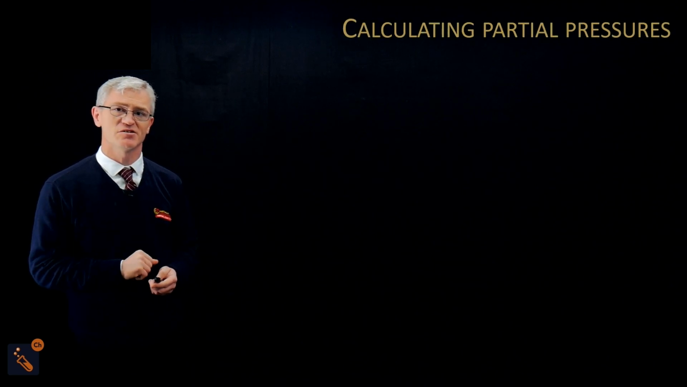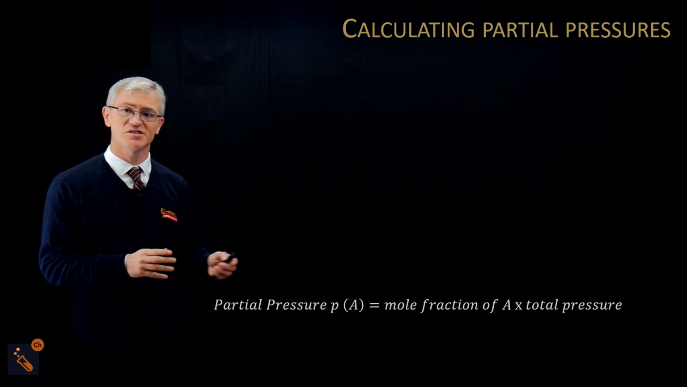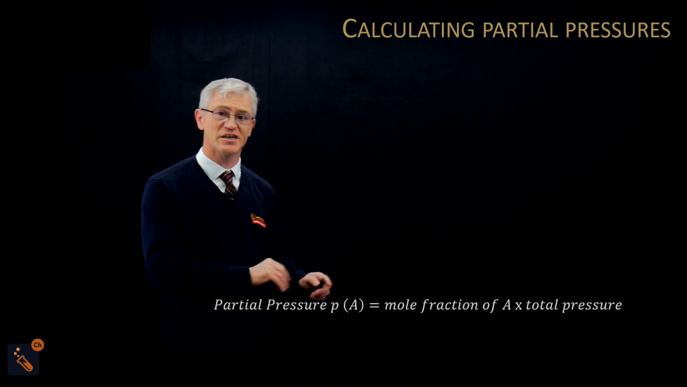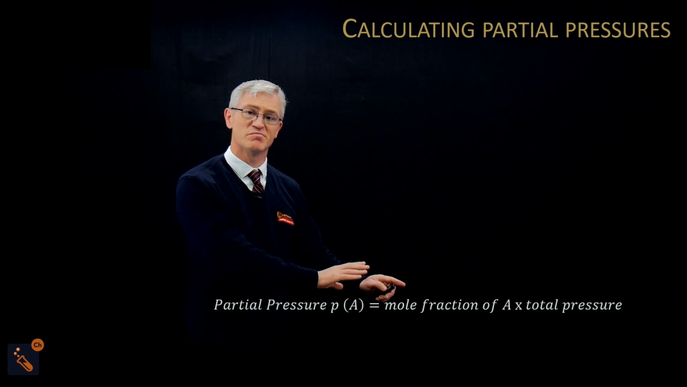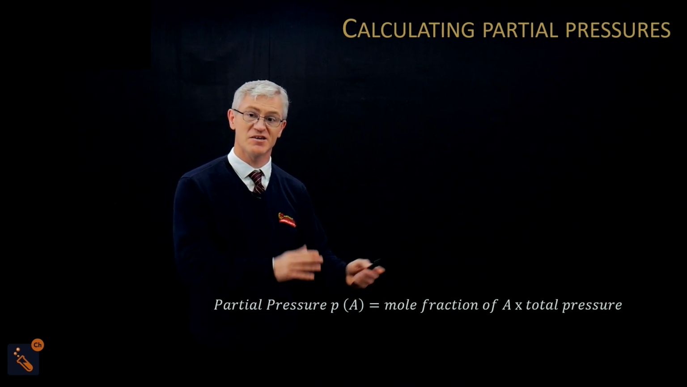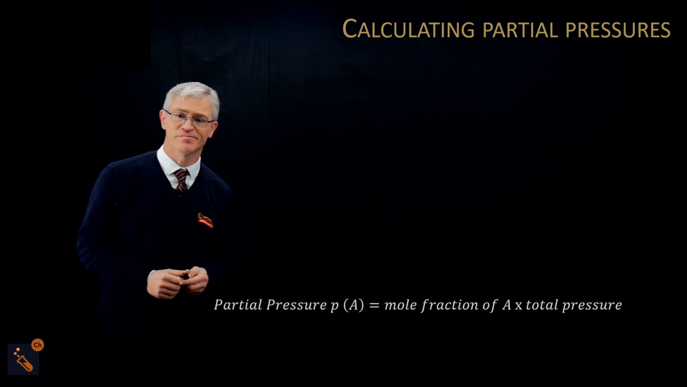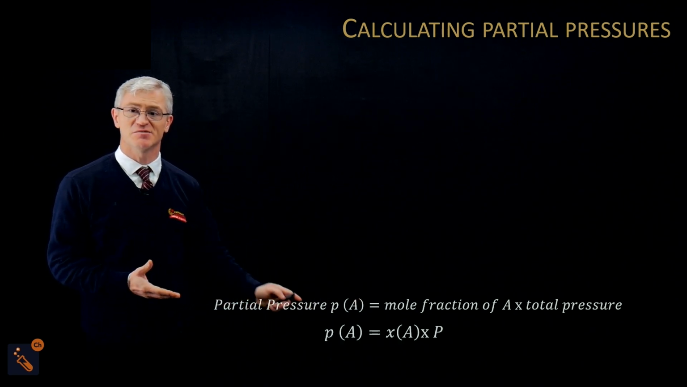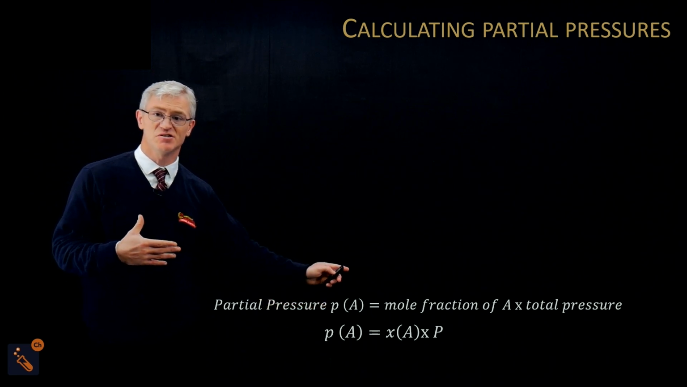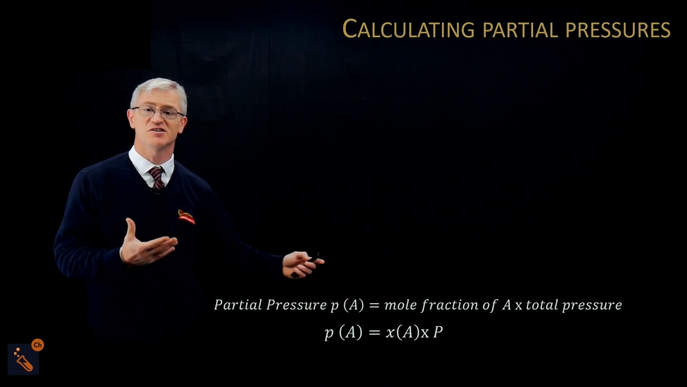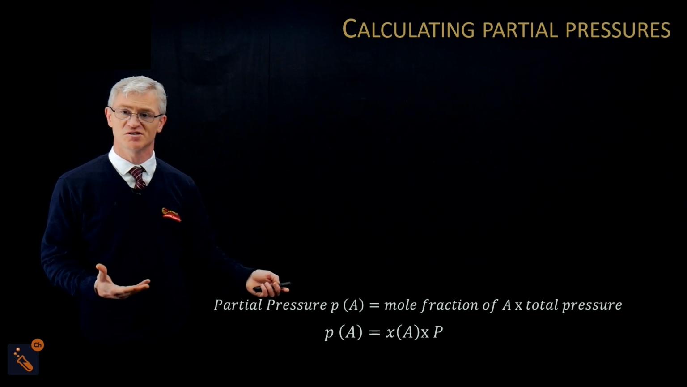So how do we calculate the partial pressures? The partial pressure, and in this case we can call it A, is equal to the mole fraction of A, whatever A is, times the pressure. We're going to call the partial pressure P. That basically means the partial pressure of A is equal to the mole fraction of A times the total pressure, which is big P.